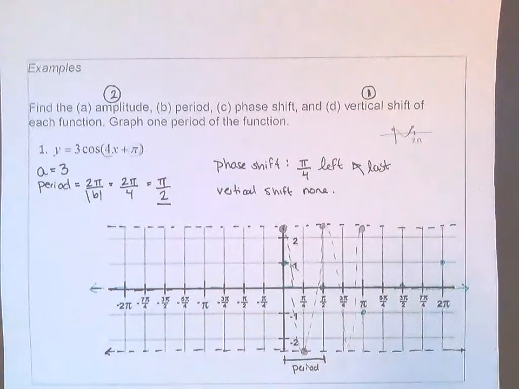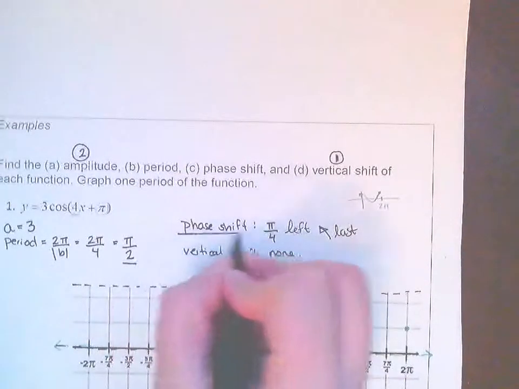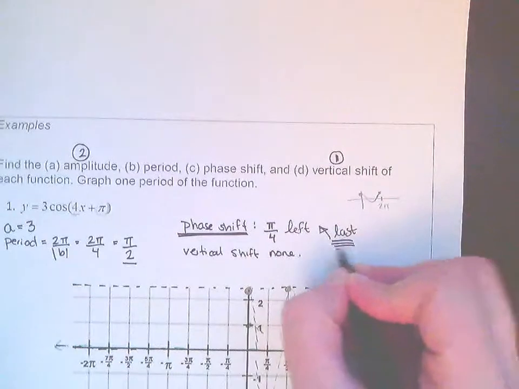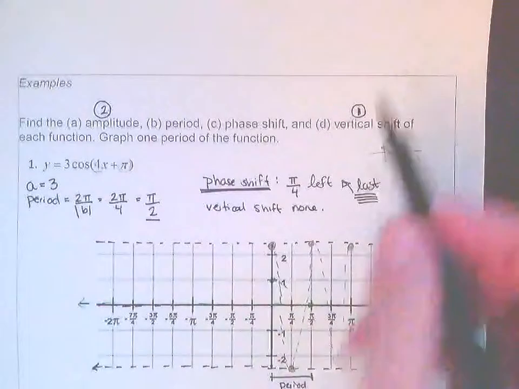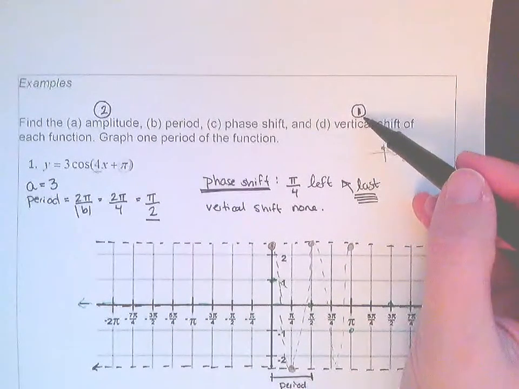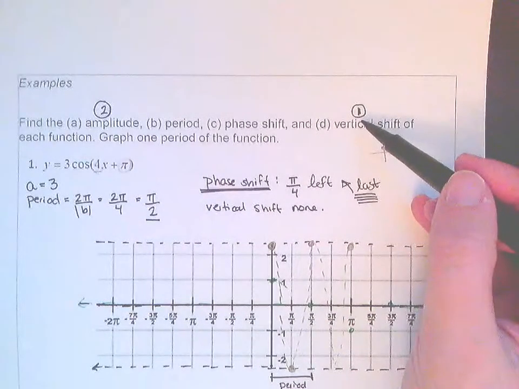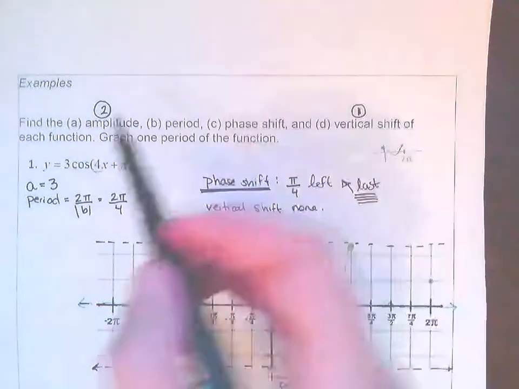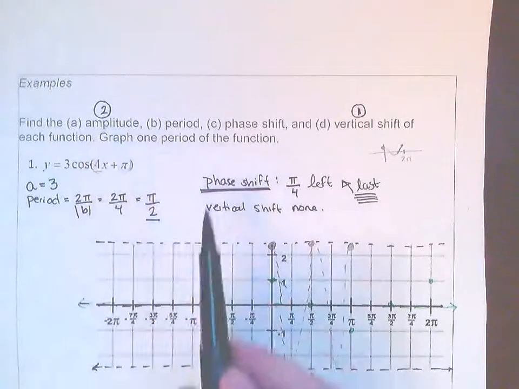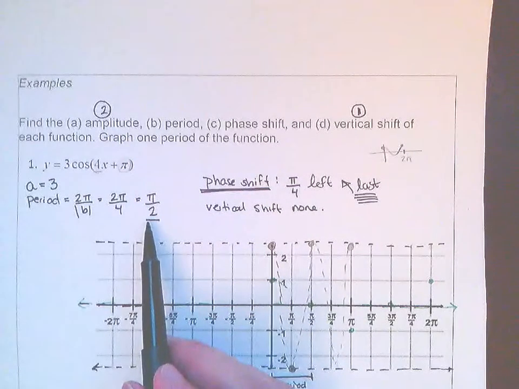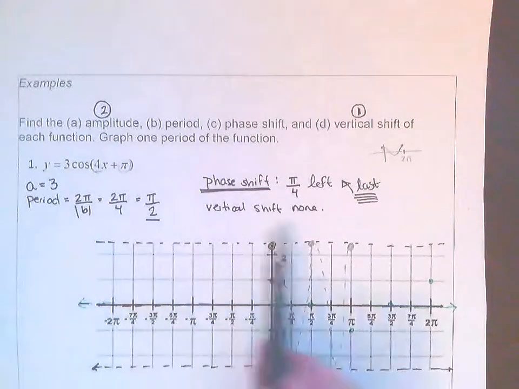Alright, but we have one more thing that this graph does, and it is the phase shift. Always leave the phase shift for last. I suggest doing exactly what I just did: identify the vertical shift, and if there is one, draw your midline at that point. Identify how high and low the graph goes. Mark your period, and that's where your graph is starting and ending. And the last thing you're going to do is the phase shift.